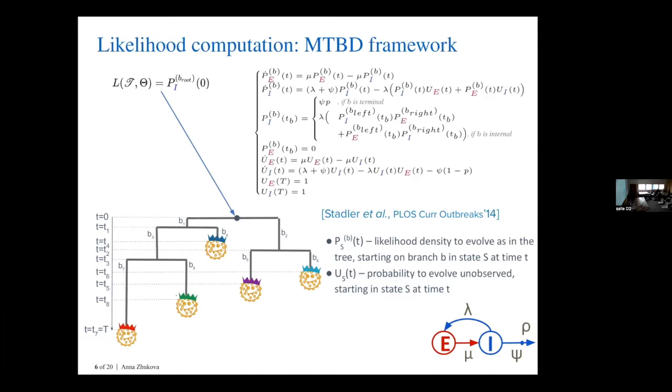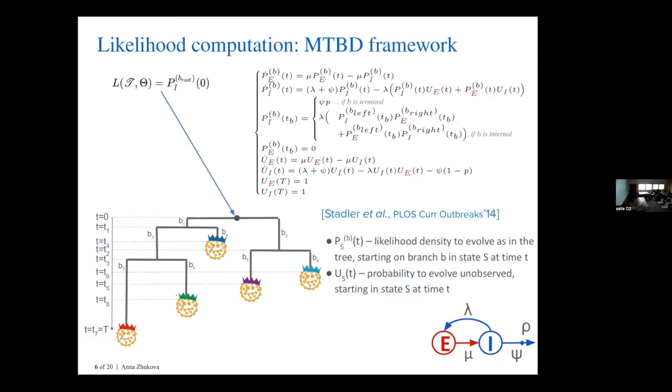So this system of ordinary differential equations describes two types of functions. The P's are the likelihood densities. So they describe the likelihood of evolving as in our tree, starting on a certain branch, for example, on this branch, in a certain state, exposed or infectious, at a time t. The time goes from 0, the time of the root, till the time of the last sample tip in our tree. And just to give you a quick idea how they are structured, for example, here we have the likelihood of evolving from state E.